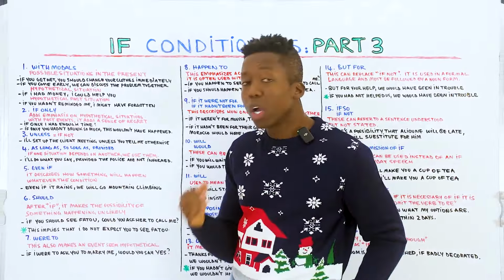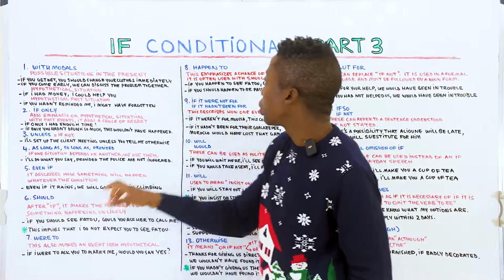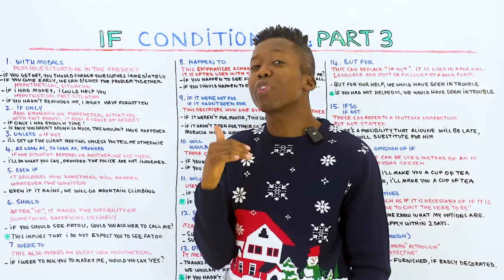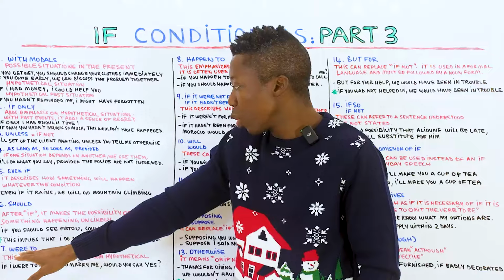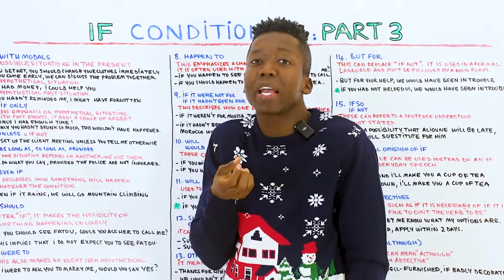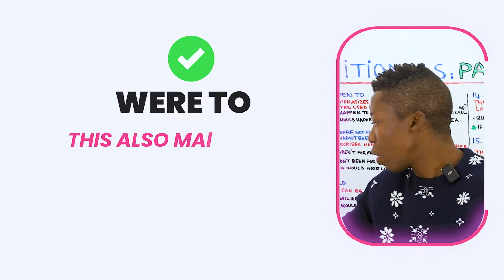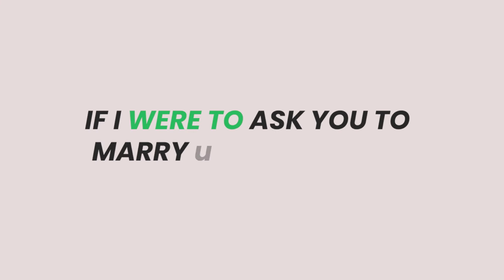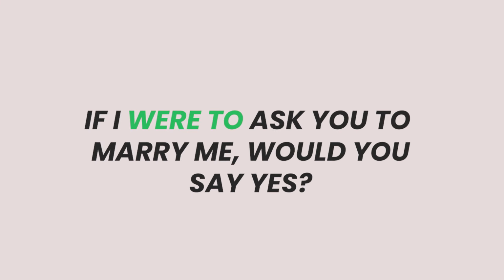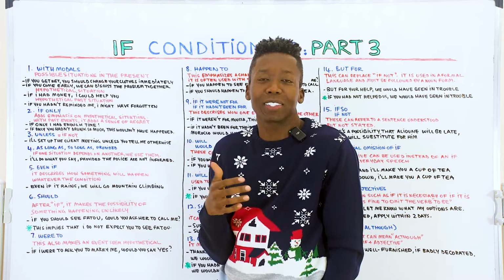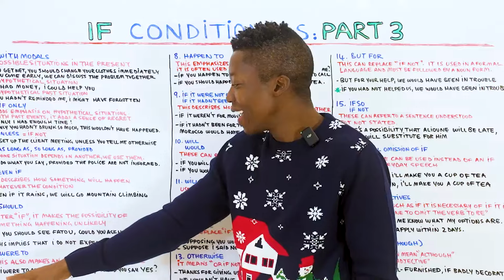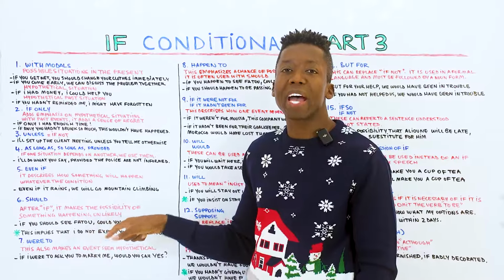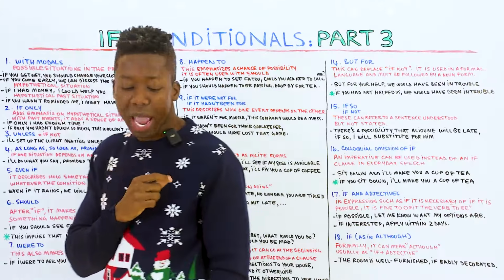Number 7, were to. Should, were to, and happen to are almost the same thing, but they imply different degrees of probability. Were to has a slightly higher probability than should. This also makes an event seem hypothetical. For example, if I were to ask you to marry me, would you say yes? Why don't you just ask me to marry you? Or here you can also say, if you were to see Fatu, could you ask her to call me?